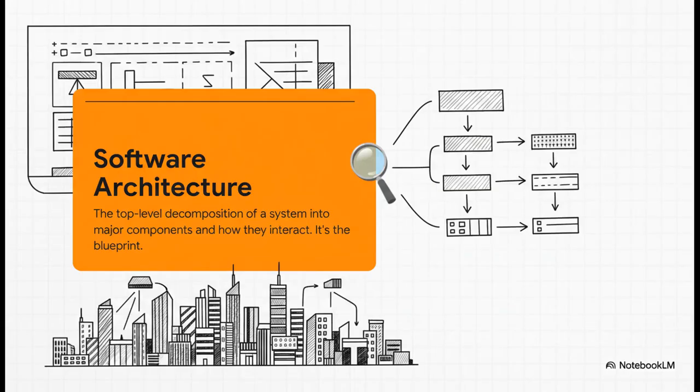So, for your exam, burn this definition into your brain. Architecture is the big picture. It's about breaking a system down into its main pieces, the components, and then defining the rules of how they're allowed to talk to each other. It's the fundamental blueprint you create before anyone writes a single line of code.